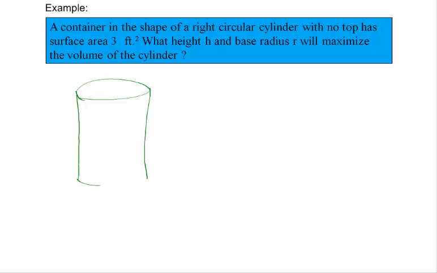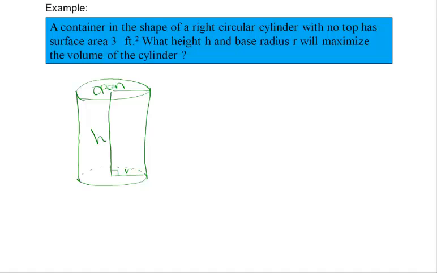Here is a right circular cylinder, and it's right in that the radius and the height meet at a right angle, with no top. So this is open, and I'm making myself that note so I don't forget it later on down the line. I'm going to call this R, and I'm going to call that H.